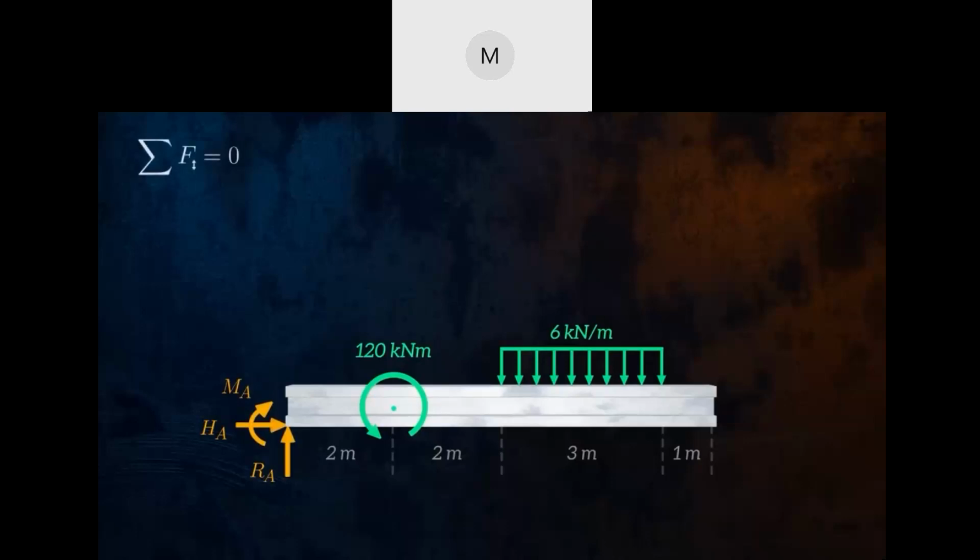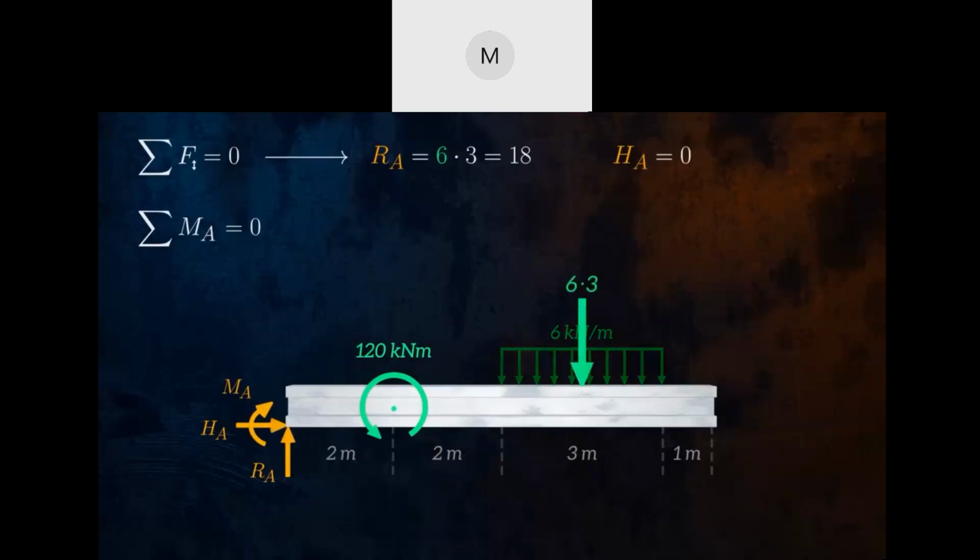Let's look at our first equilibrium equation. The sum of forces in the vertical direction is equal to 0. In this case, the only forces acting in the vertical direction are the reaction force Ra and the distributed force. So Ra is equal to 6 times 3, which is 18. Ha is the only force in the horizontal direction, so it must be equal to 0. Next, we can take the sum of the moments acting at point A. In calculating the moment caused by a uniformly distributed force, you can remember that it is equal to a concentrated force located in the middle point of the load. This gives us Ma equals 21.